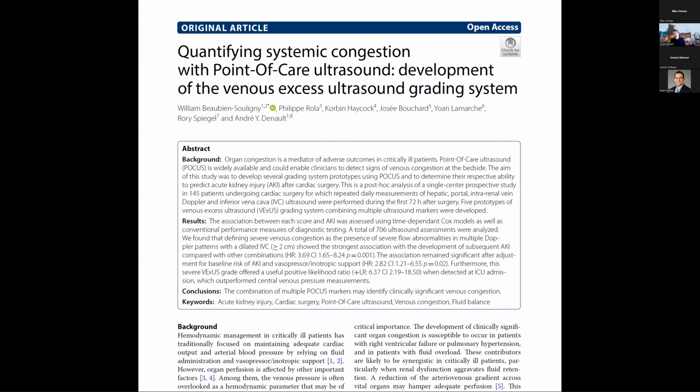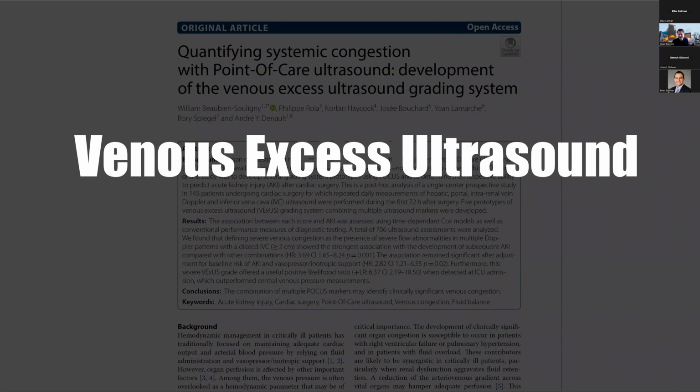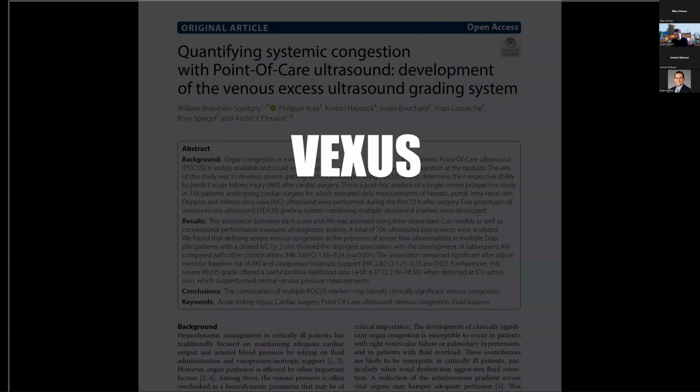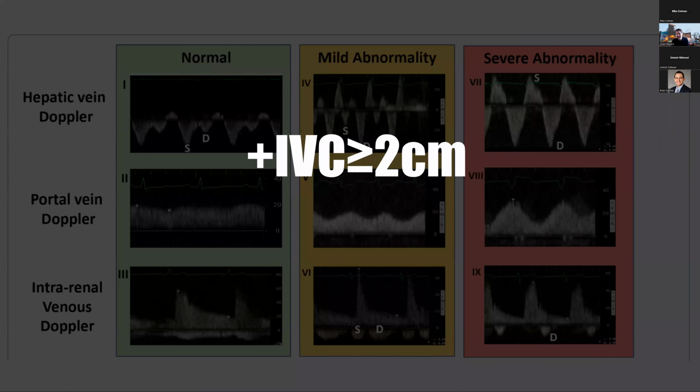All right, putting this all together, the same group out of Montreal with Deneau, now with Felipe Rolla, put all this together and created a grading system called the venous excess ultrasound, otherwise known as the VExUS system. It starts with identifying patients with an IVC of greater than 2. Now, they did not include collapse in their evaluation, but apparently that was just a limitation of the study, not necessarily due to any sort of opinions otherwise about the value of collapse over static measurements.